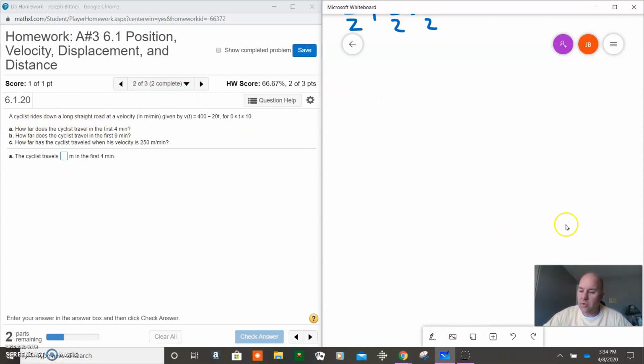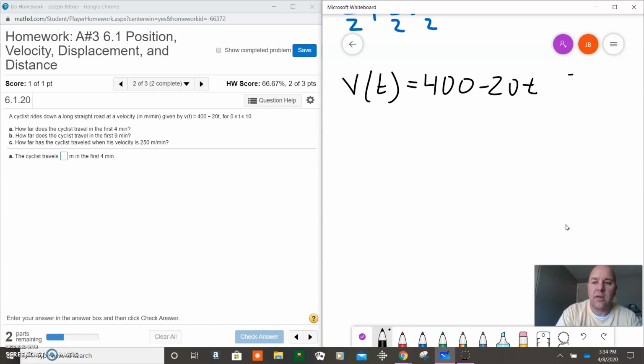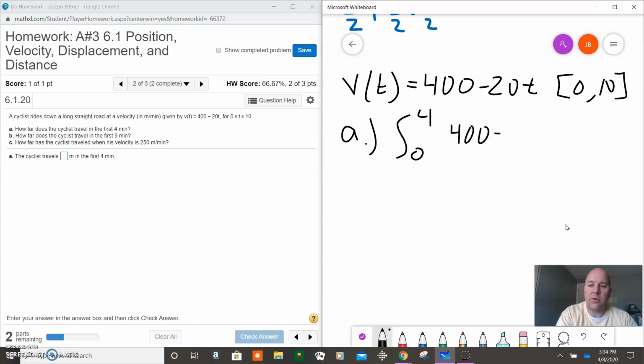A cyclist rides, let me go ahead and write down all the key details here. A cyclist rides with the velocity, and they give you the velocity there, 400 minus 20t, and it's going from 0 to 10 minutes. How far does this cyclist travel in 4 minutes? Well, they just want to know the total distance he travels. And since we're just looking for the total distance that he's traveled, you can just do the integral from 0 to 4 of 400 minus 20t, dt, and you can just type that in the calculator and get your solution.